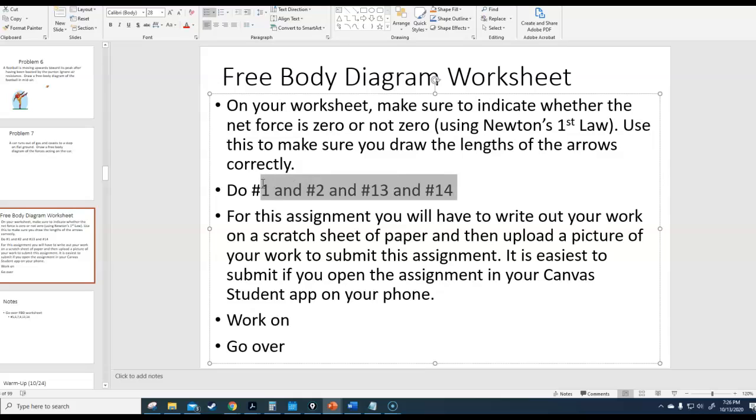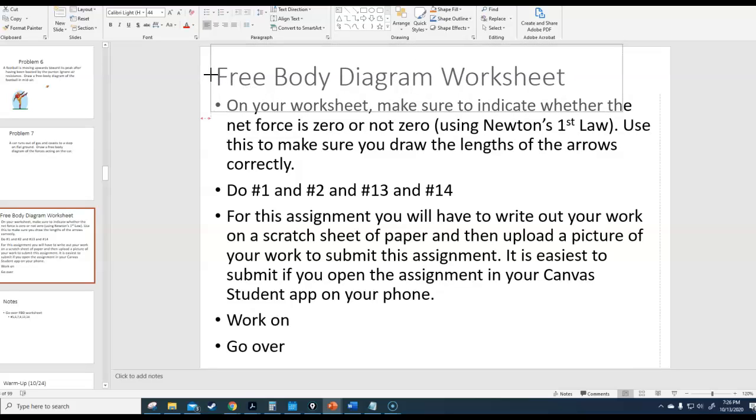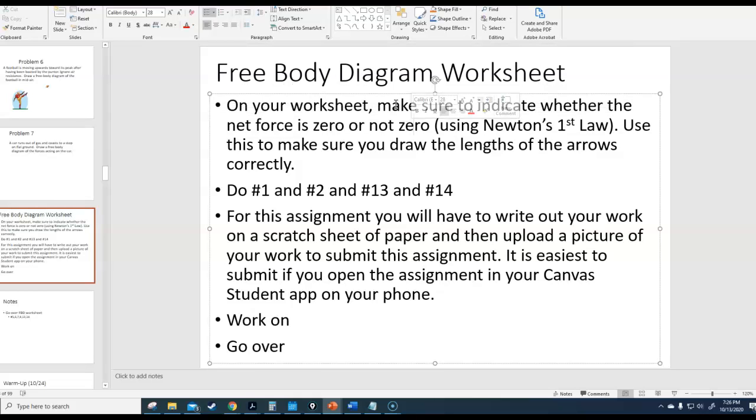I'm going to do 4 problems. I'm going to make a short video going over those 4 problems really quickly. For this worksheet, you're going to click on the link in Canvas to open up the worksheet, and either you can print out the worksheet if you have a printer at home, or you can just write your work on a scratch sheet of paper and then upload a picture of the work. Okay, I would highly recommend you have the Canvas Student app on your phone to do that. As always, please let me know if you have any questions, and I'll see you guys in the next video.